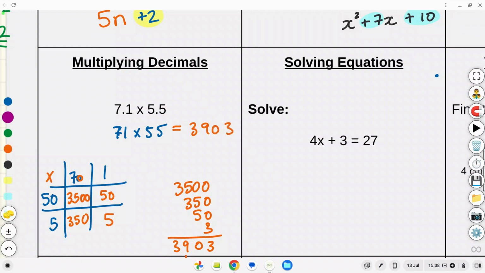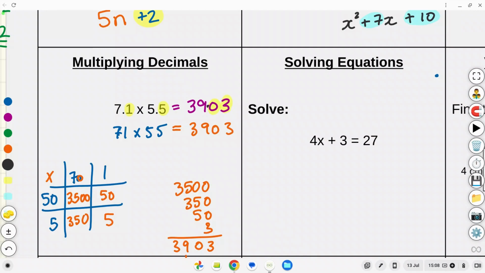So we now know that 7.1 times 5.5 is going to involve the digits 3903, but we've got to put the decimal point back in somewhere. There's a couple of ways of figuring out where it goes. One of them is you go back to the original question, think 1 decimal place and 1 there, so the answer will have 2. So it's going to be 39.03.